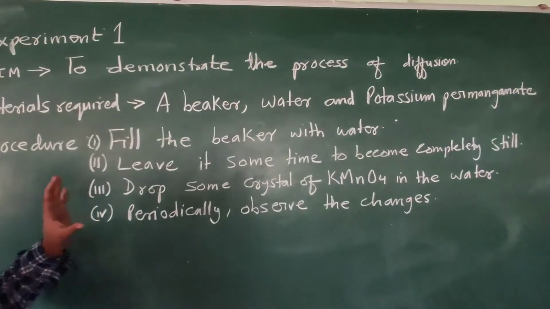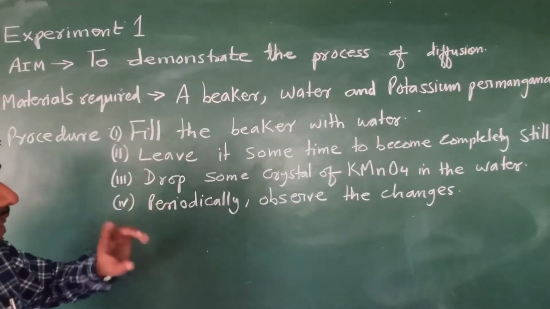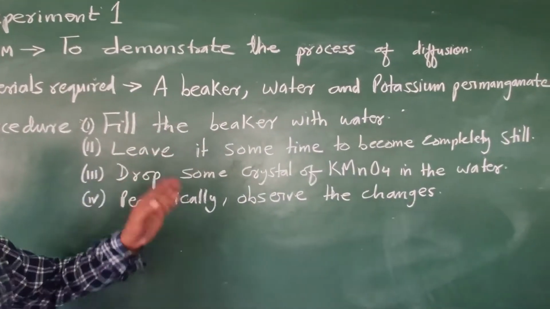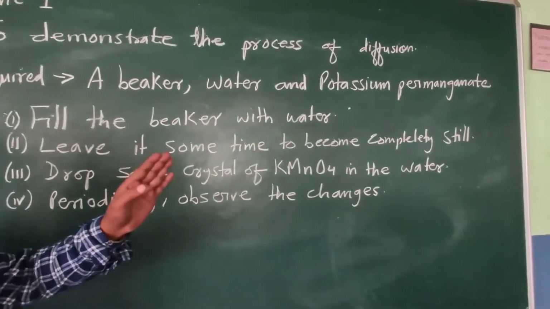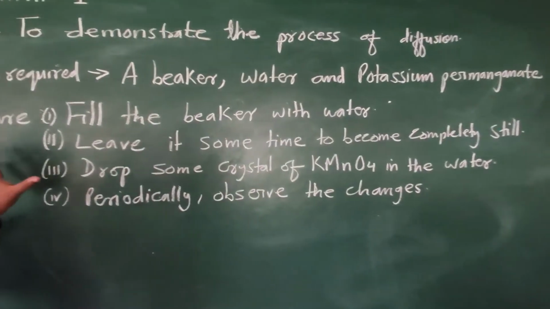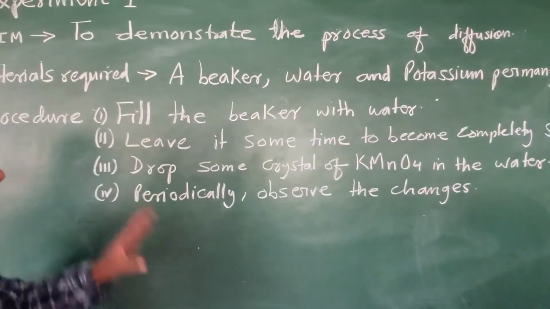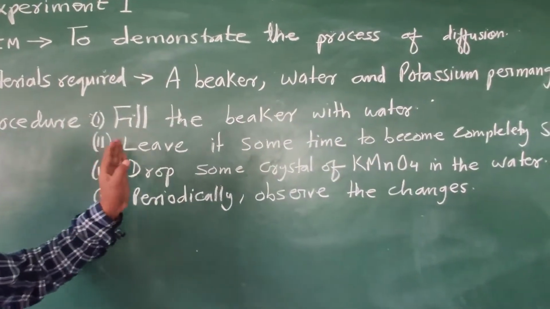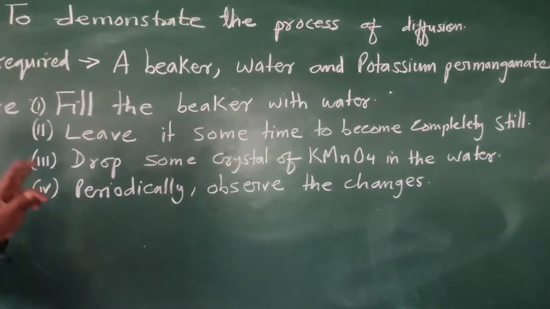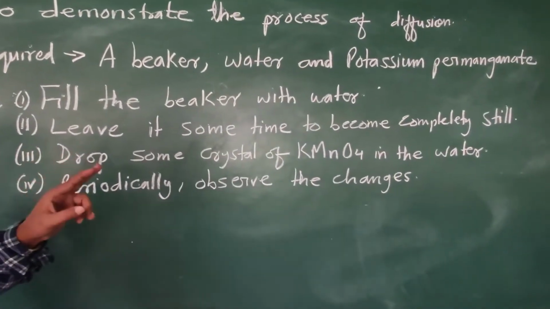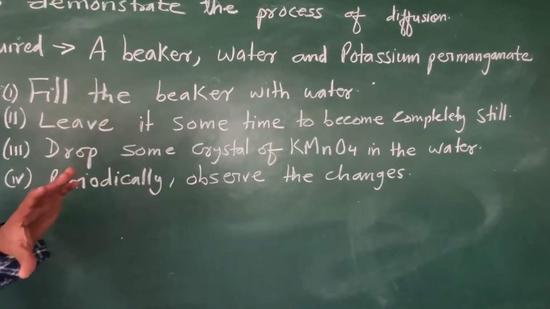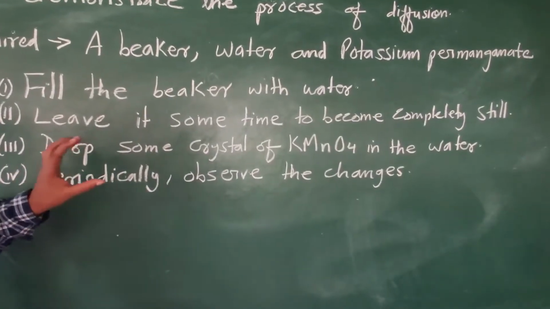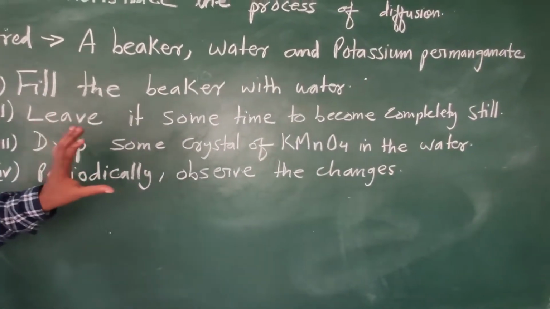Now, what are the materials required for this experiment? A beaker, water and potassium permanganate. Now, what is the procedure? Number 1, first step is to fill the beaker with water. Number 2 is to leave it for some time to become completely still. Okay, it has to be left almost 1 hour or half an hour.